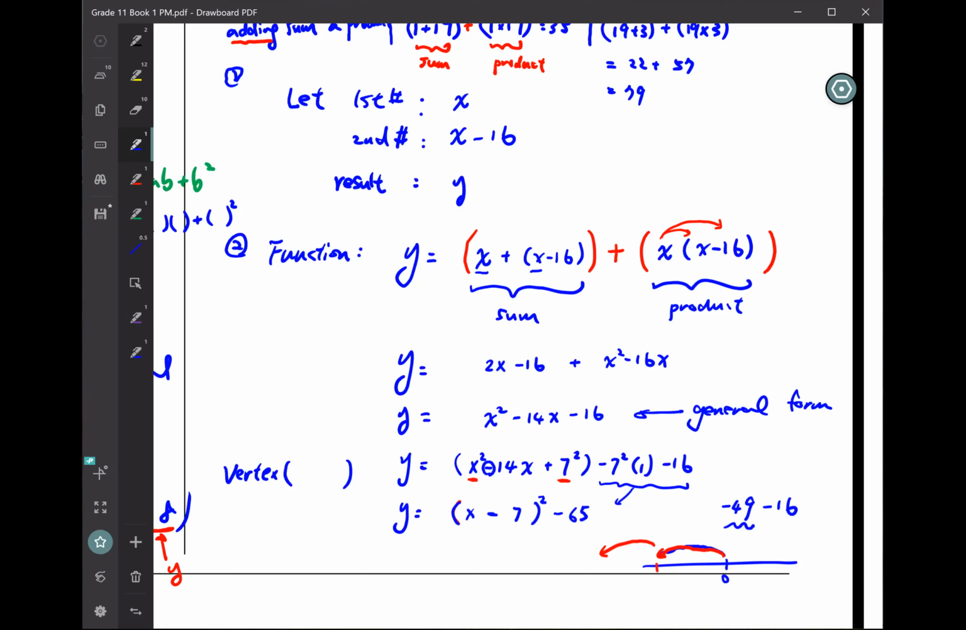So what's the vertex then, based on this form? Negative 7 and negative 65. Okay, the P part, you have to flip the sign. Don't use the negative 7. So 7 and negative 65. Only the one in the bracket you need to flip, okay? So that's your vertex, right?